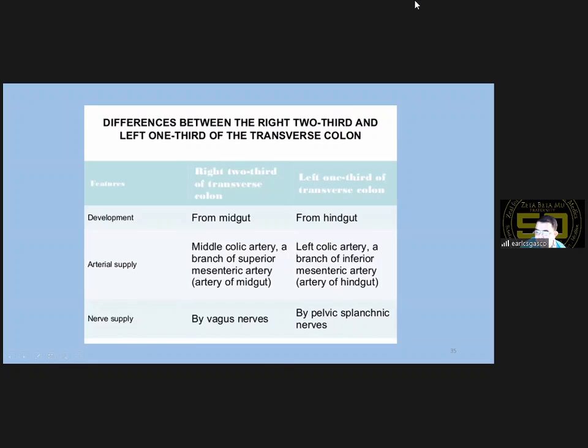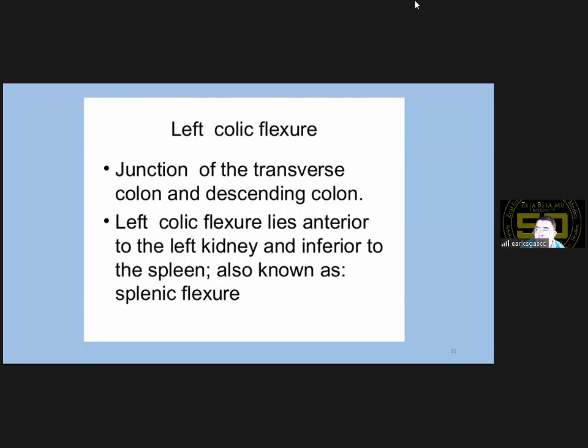Nerve supply is also different. Vagus nerve for the right two-thirds, pelvic splanchnic nerve for the left one-third of the transverse colon. Now we reach the left colic flexure, also known as the splenic flexure. It lies anterior to the left kidney and inferior to the spleen.